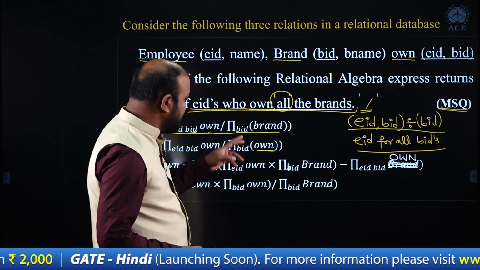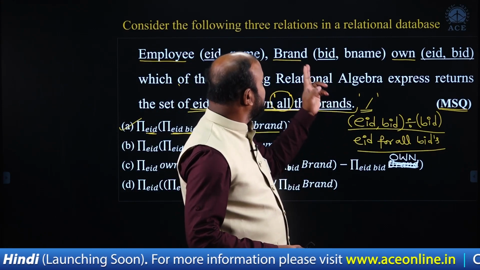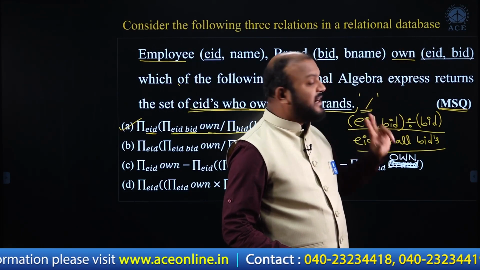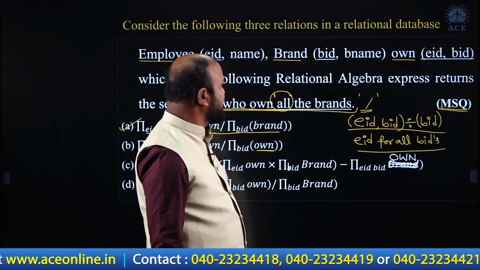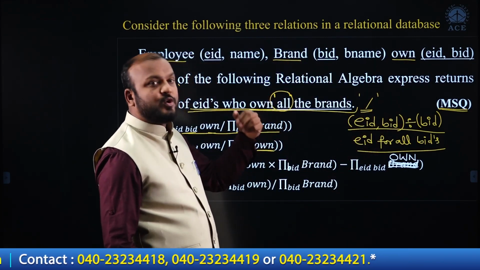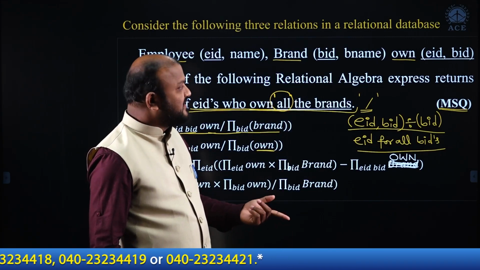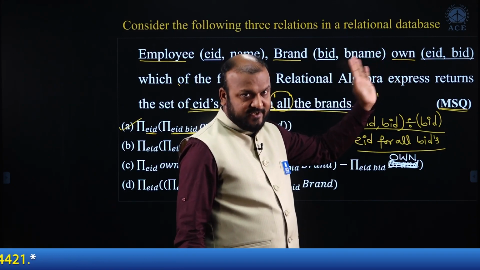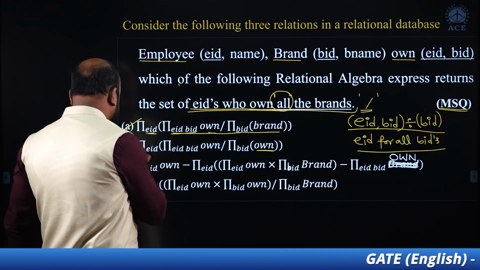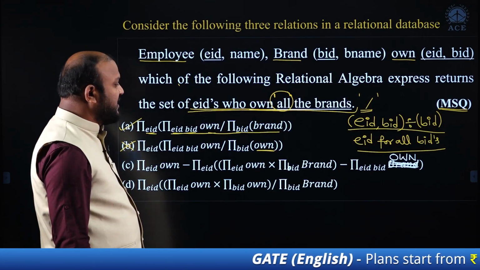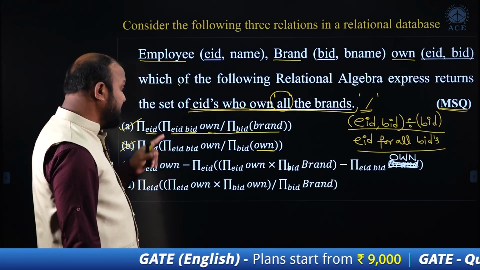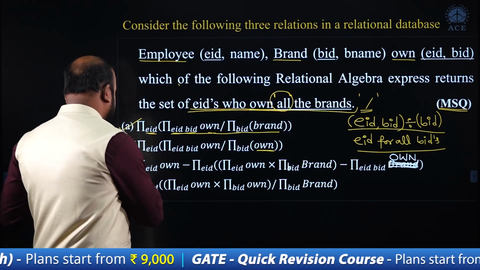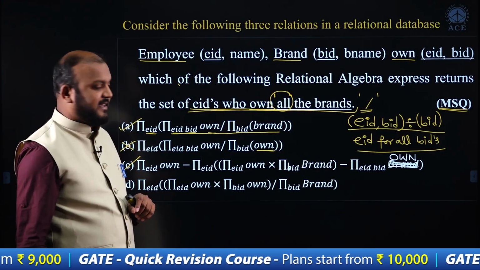Why? Because all brand details are in the brand table, and which employee owns which brand is in the own table. Suppose there is some brand which is not owned by any employee. In such cases that brand is not in the own table, so it is not the correct output. That's why option B is incorrect. Look at option C. Moreover, option C is an equivalent expression for option A, so option C is correct.